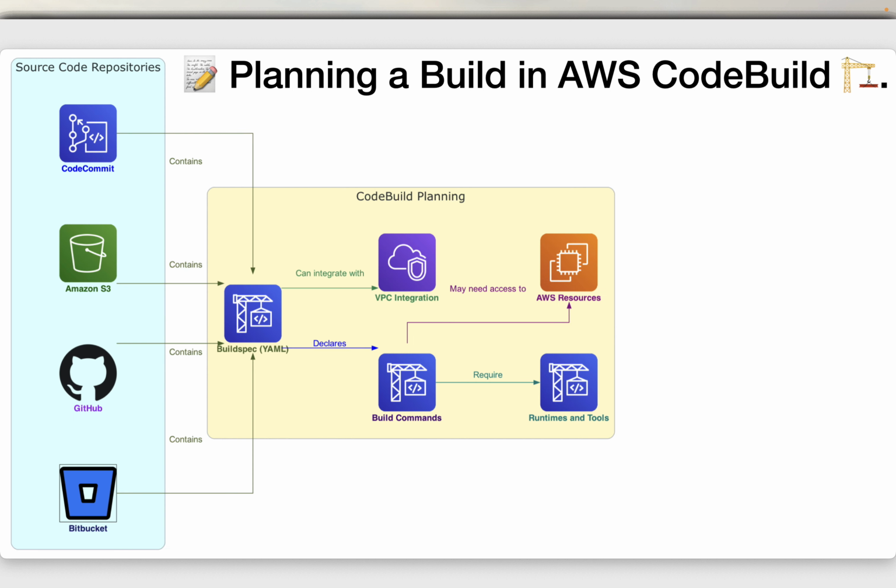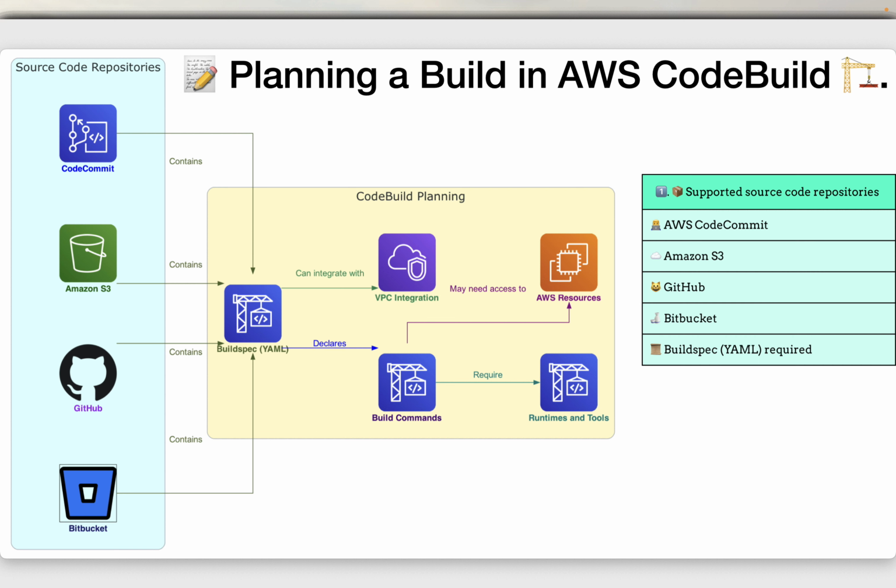So, planning a build in AWS CodeBuild. AWS CodeBuild supports building from various source code repositories, including AWS CodeCommit, Amazon S3, GitHub, and Bitbucket. So there are 4 supported at this moment. The source code must contain a build spec file in YAML format, which defines the build commands and related settings for CodeBuild to run the build. The build spec can be declared in the build project definition.